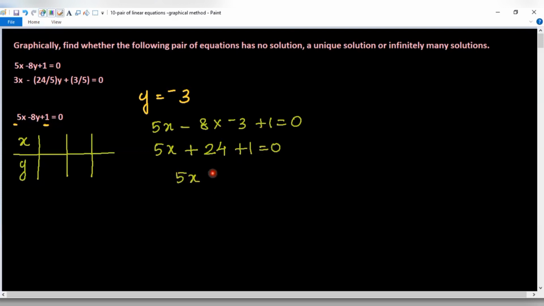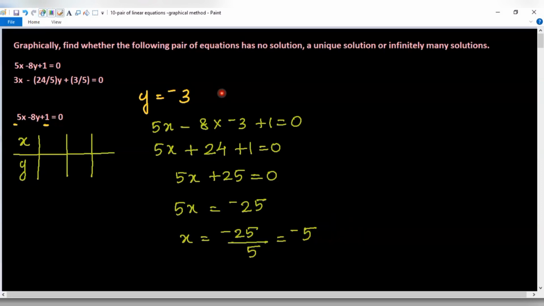Okay, 5x, then minus 8 into minus 3, that is plus 24. Then plus 1 is already there, this is equal to 0. So 5x plus 25 equal to 0. In the next step, we have to take this 25 to the right side, so it will be 5x equals minus 25, or we can write x is equal to minus 25 by 5, that is minus 5. See, we got integers when y was minus 3. So y is minus 3 and the corresponding value for x is minus 5. Okay, we can plot these values.